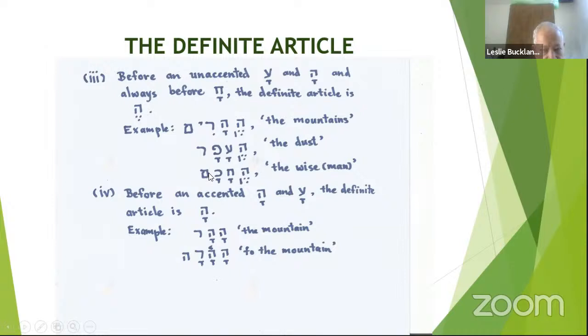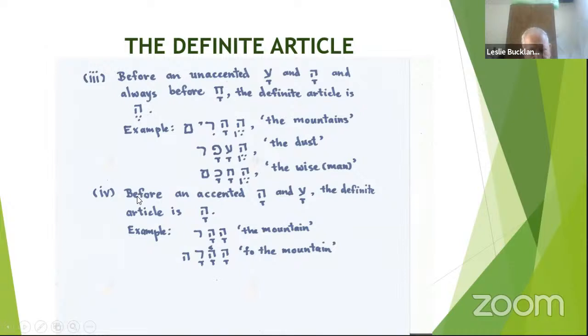Hakam. So we also need to remember that before ka, the definite article is he, whether ka is accented or not. Once it is ka, it always must have a change of the vowel from being pathak to being segol. So he kakam means the wise man, the wise man.